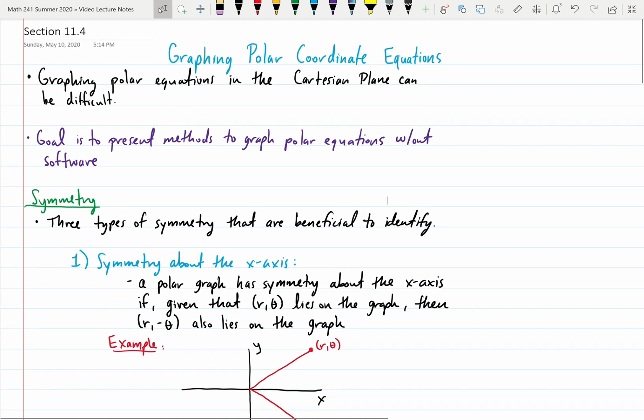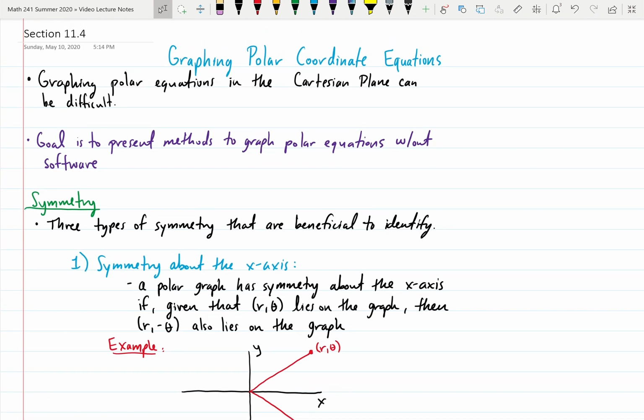So let's start off by just saying that graphing polar equations in the Cartesian plane can be difficult. This isn't really a surprise. Even graphing Cartesian equations in the Cartesian plane can be difficult sometimes. That's why in Calc 1, you went through all of that trouble to figure out how to find local extrema, absolute extrema, and start graphing curves. We have similar kinds of problems when we're graphing polar curves in the plane as well.